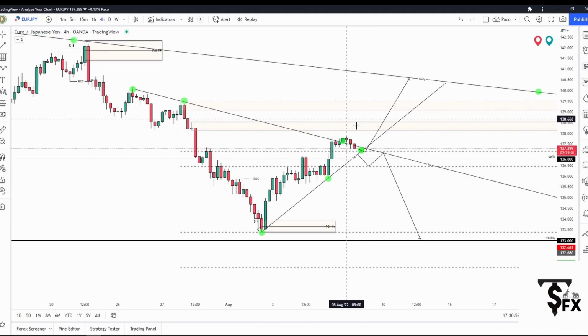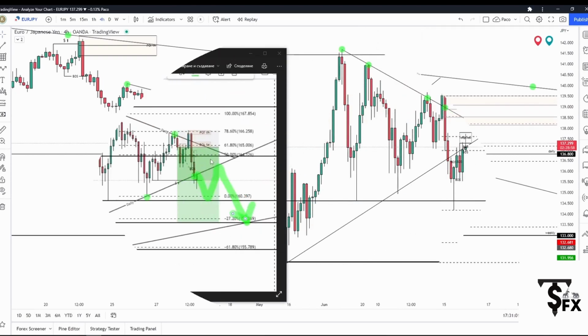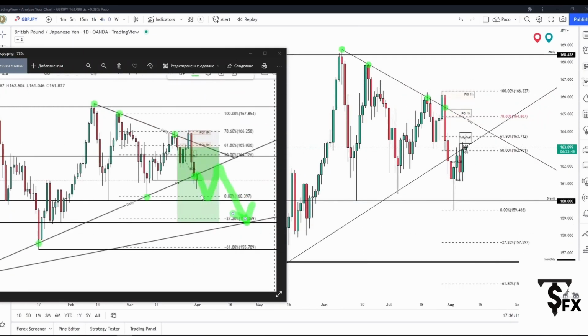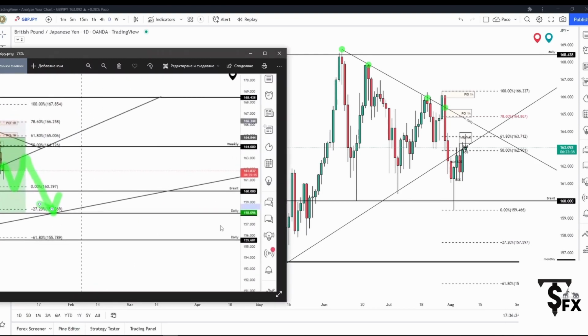Okay, now let's move to pound JPY. First, this is from the last week. Here you can see we've expected the price to break this trend line, to come back to test it, and to make a new impulse wave. The impulse wave to the daily level.